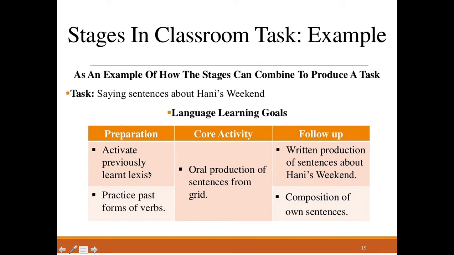In preparation, activate previously learned vocabulary, practice past forms of verbs. In core activities, oral production of sentences from the grid. In follow-up, written production of sentences about Honey's weekend, and let them make a composition using their own sentences.